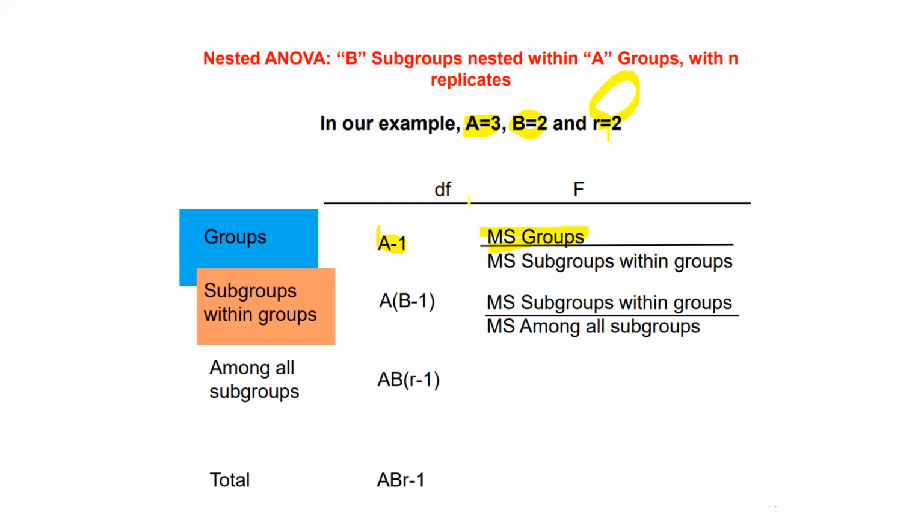Then the degrees of freedom of groups are A minus 1. Then the degrees of freedom of subgroups are A times B minus 1. B is 2, 2 minus 1 is 1. 1 times 3 is 3. Here it's coming as 3. And this is the multiplication of A and B, that is 6. R minus 1, 2 minus 1 means 1. Then it is 6 according to this example.